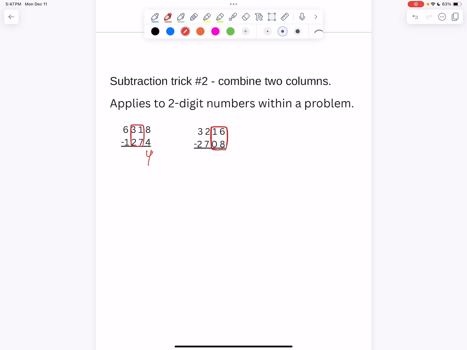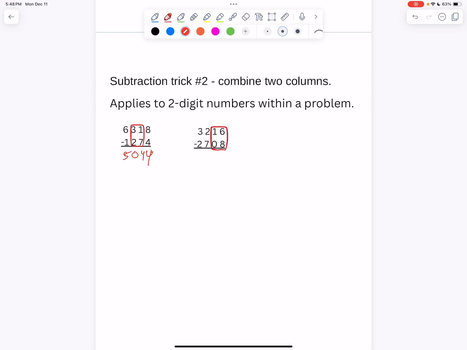Instead of doing 1 minus 7 and borrowing from the 3 and 11 minus 7, just do 31 minus 27 together. 31 minus 27 is 4. So you do 0, 4. Had you borrowed from the 3, made it 2, it would have been 0 also. So just be 04, and then 6 minus 1 is 5.